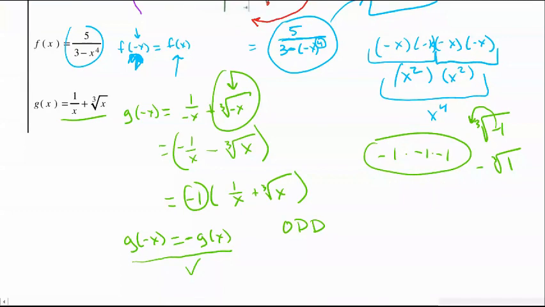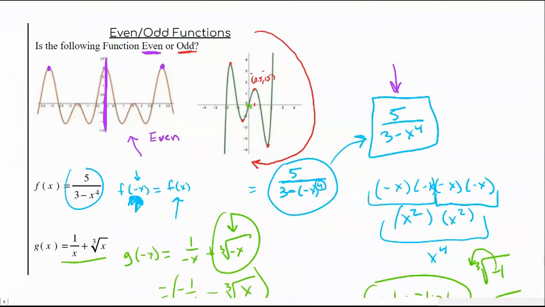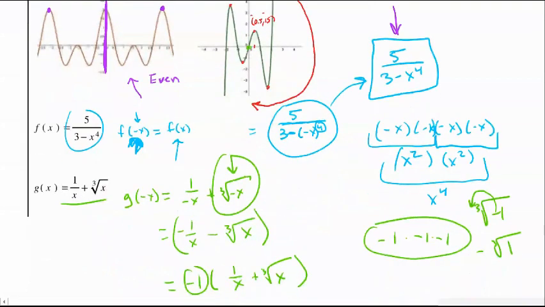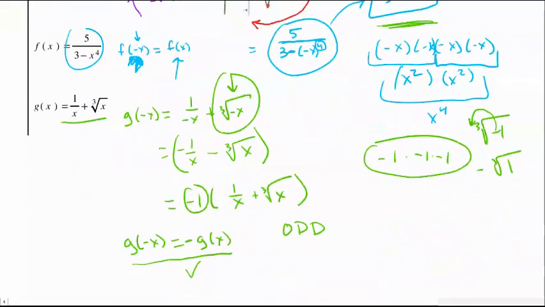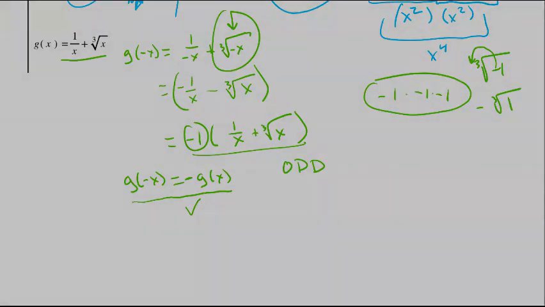So a couple of things about even and odd. First of all, when we're talking about graphs, even functions are symmetrical over the y-axis. Odd functions are rotationally symmetrical, 180 degrees around the origin. For equations, we plug in negative x and see what we get when we simplify it. If we get back the original function, we know it's even. If when we simplify it we get the original function times -1, then we know it is odd. If we get neither of those things, then it's not even or odd, and that's a possibility as well.